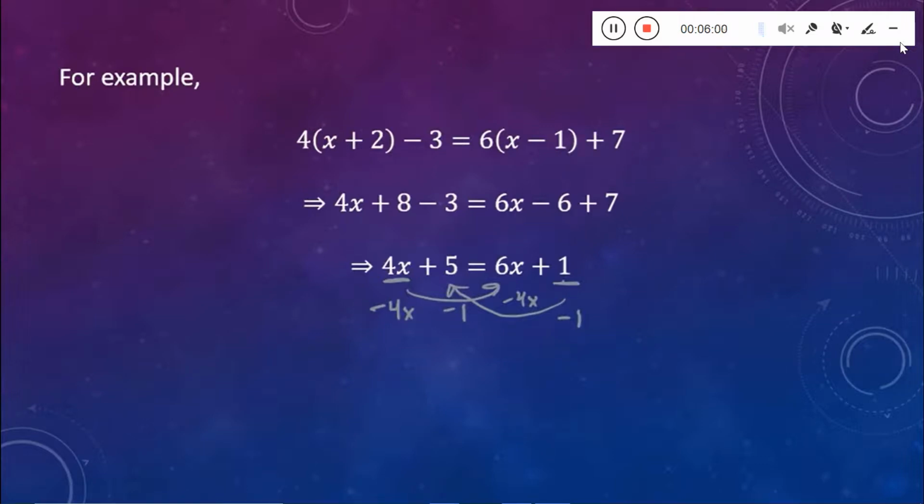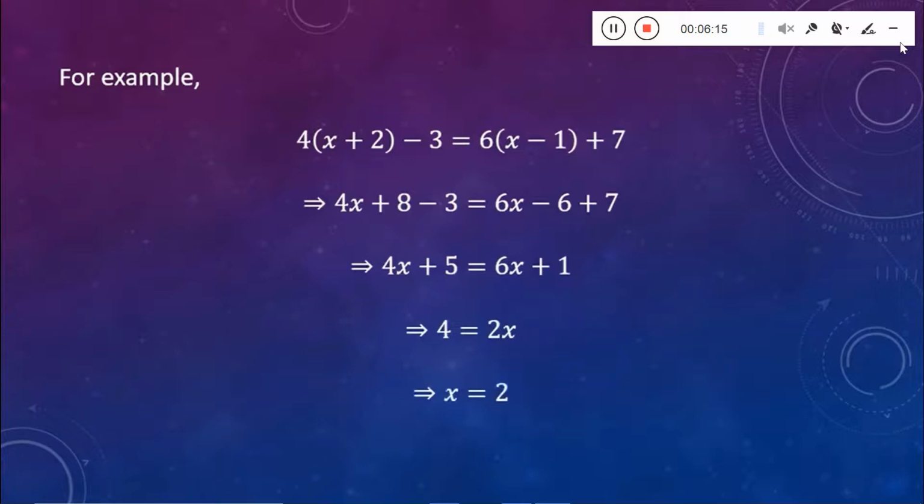But in the end, we're going to get 2x is equal to 4. And then I just have to divide both sides by 2. And that gives me x is equal to a positive 2. So there's an example of solving a linear equation.